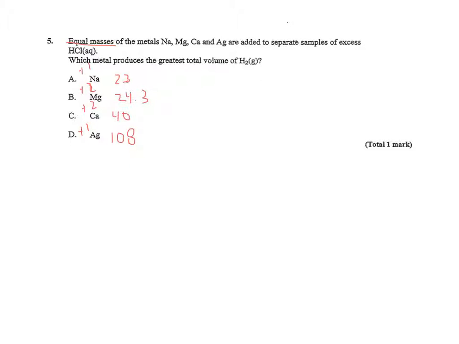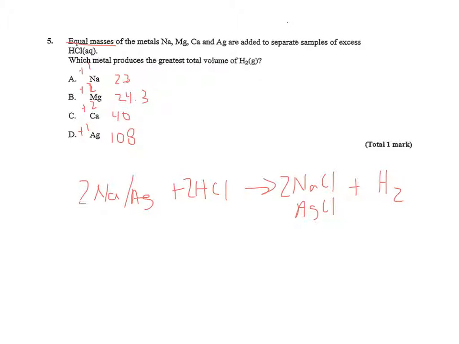So that means for Na or Ag, when you add them to HCl, you're going to get either NaCl or AgCl plus H2. So when you balance this, I'm going to need a 2 here, so I also need a 2 here and a 2 here. So what that means is 2 moles only gives me 1 mole of H2.